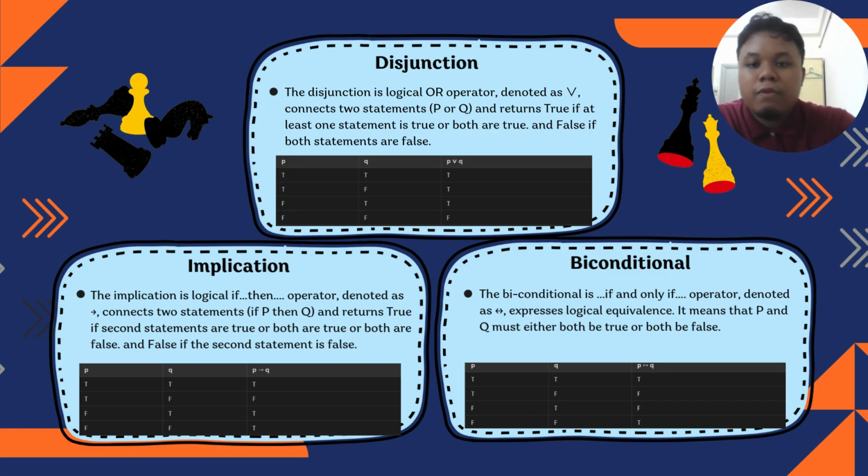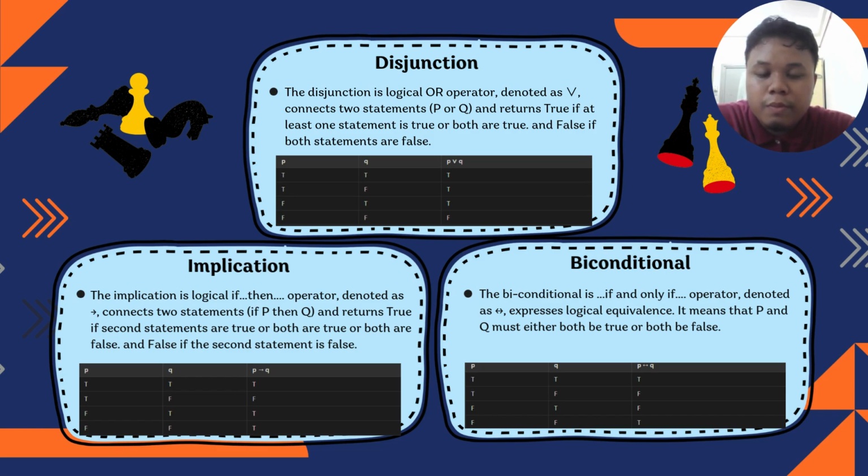And next, number 4 is implication. The implication is the logical if-then operator, known as a right arrow, connecting statements if P then Q, and returns true if the second statement is true or both are false, and false if the second statement is false. And again you can look at the slide, which provides P and Q and shows the answer for implication.